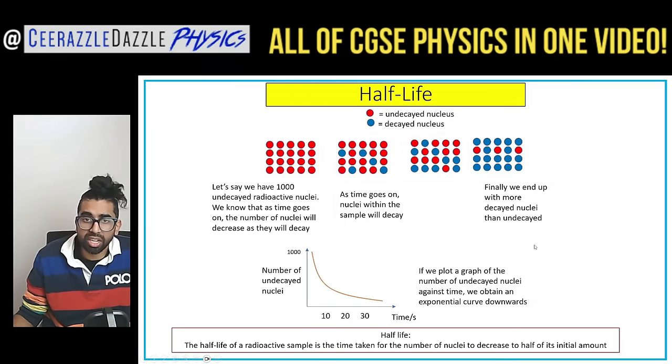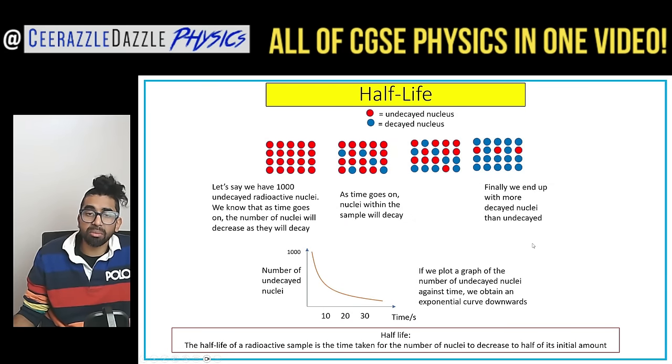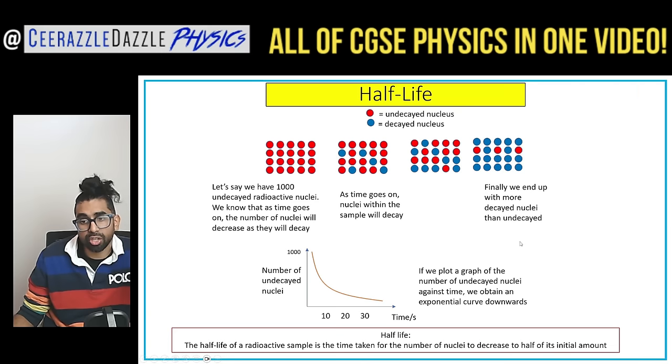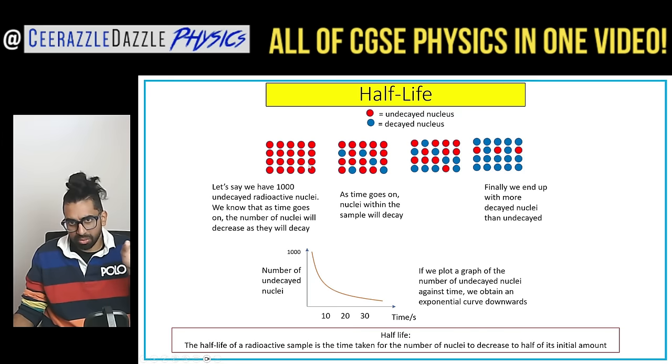Half-life. The half-life of a radioactive sample is simply the time taken for the number of nuclei within a radioactive sample to decrease to half of its initial amount. So let's say we gave you all these nuclei over here, red, they're undecayed, but as time goes on, they're going to decay. So look, they eventually all turn blue over here. So obviously as time goes on, they all decay.